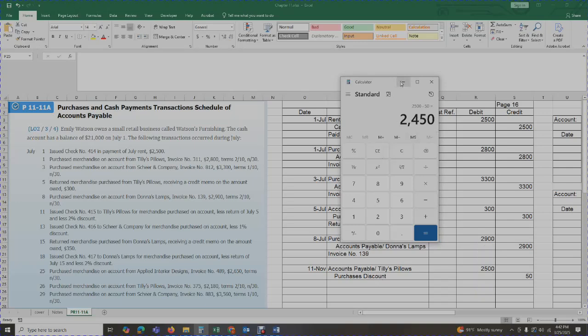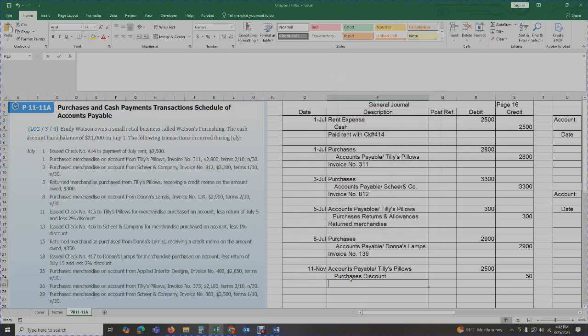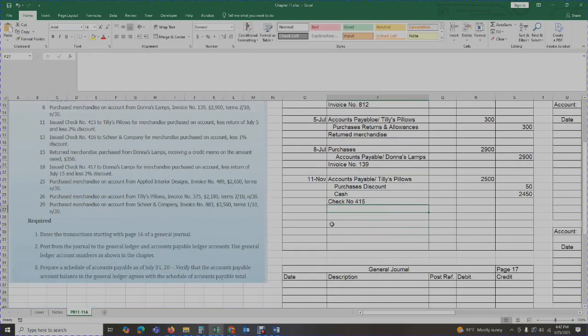Okay, I am making a payment. How do you pay your bills? Your bills are paid with cash. So I'm going to pay cash of $2,450. What check are we paying with? Check number 415. Okay. So that happened on the 11th.